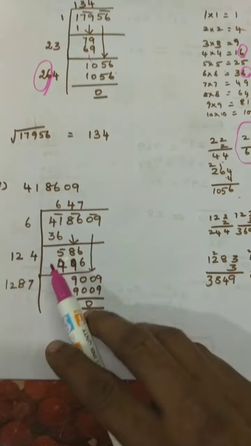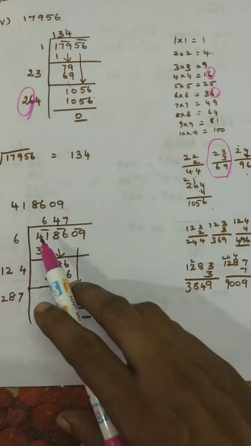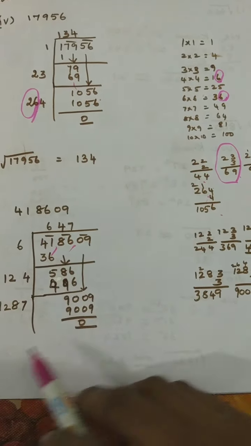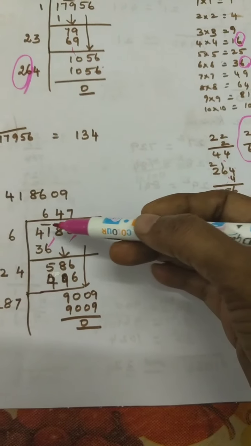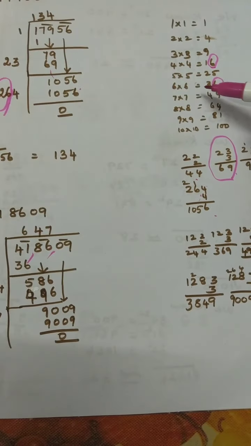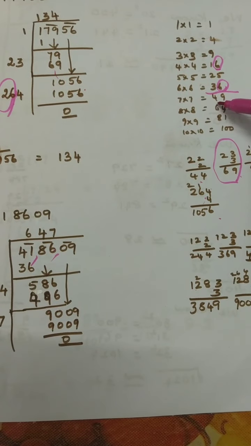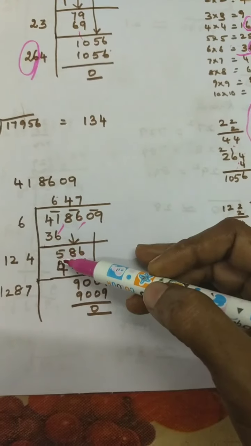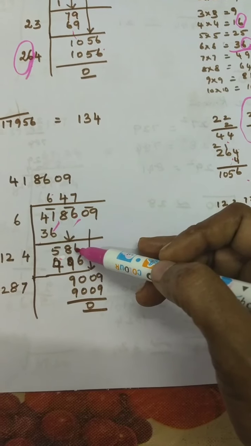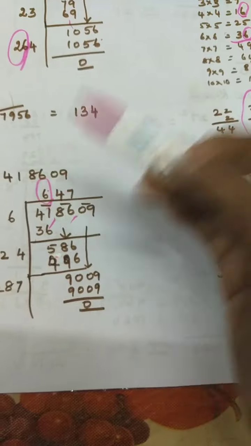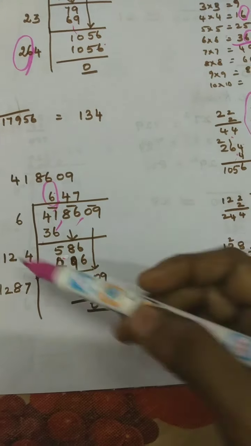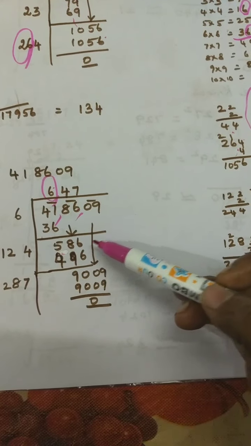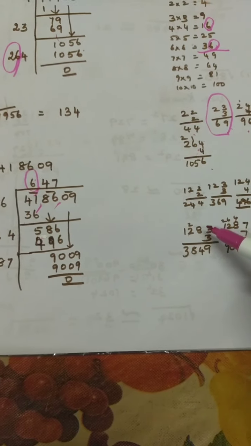The next one, you have to write the next one. Then here you are taking pairs by commas or by bar. Now you are taking 41. 41 means you can take 36. 6 6s are 36. Now you subtract, this will become 5. Bring down 86 and multiply this 6 by 2. 6 2s are 12.